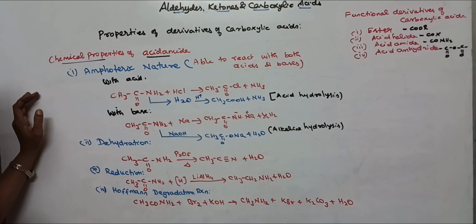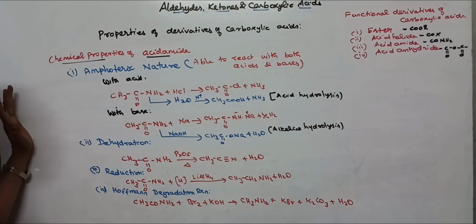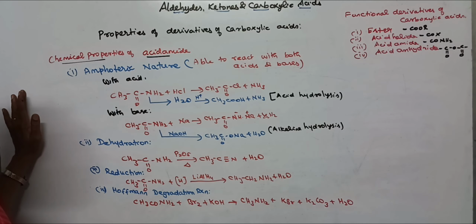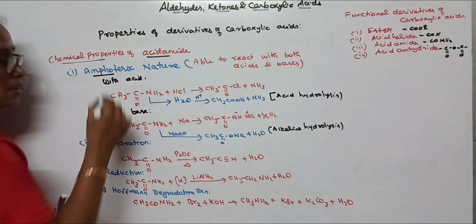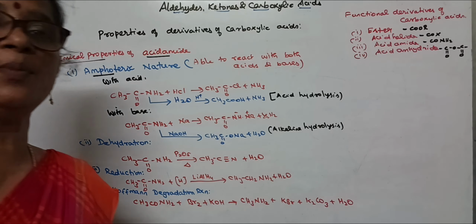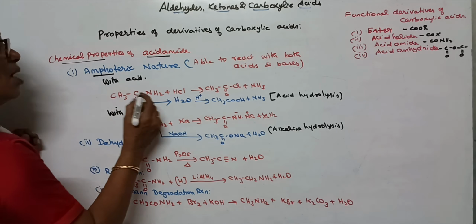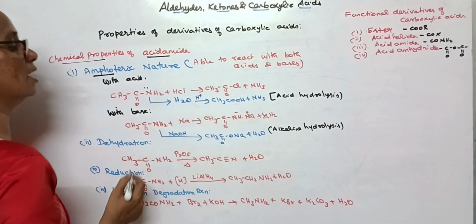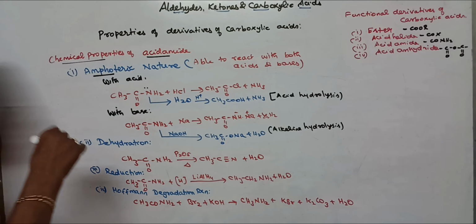The last topic of this chapter is chemical properties of acid amide. The first one is the amphoteric nature of acid amide. What do we mean by amphoteric nature? Amphoteric means the substance is able to react with both acids and bases. So this amide has a basic nature, and it may undergo reaction with an acid or even with a base.